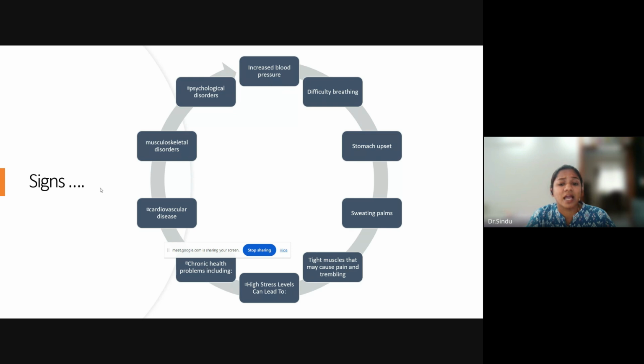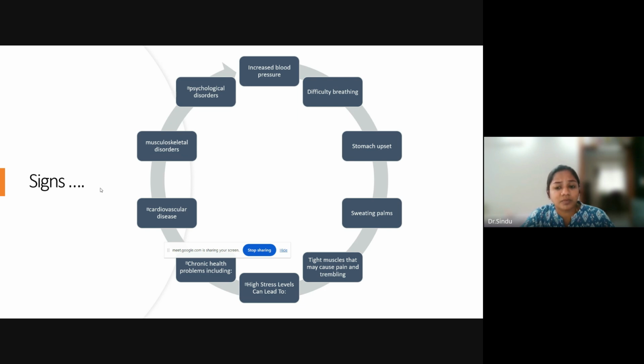Coming to the next one, high stress levels can lead to what? When you are having high stress levels, it can lead to leg pain, aches, chest pain, exhaustion, trouble sleeping, high blood pressure, headaches, dizziness, shaking, muscle tension, stomach or digestive problems, and trouble with intimacy. So high stress levels can lead to these types of problems.